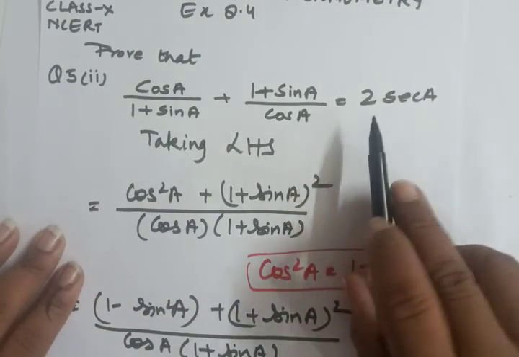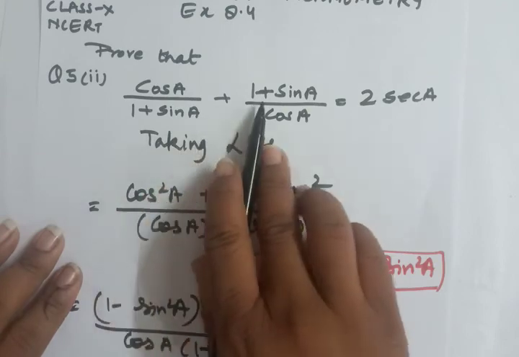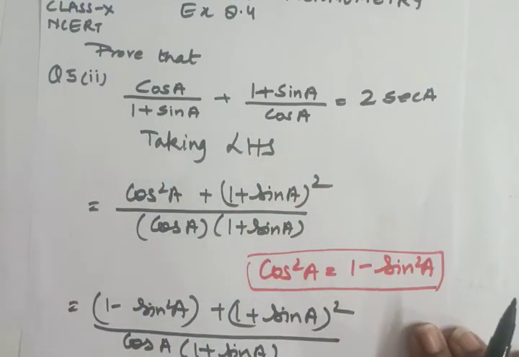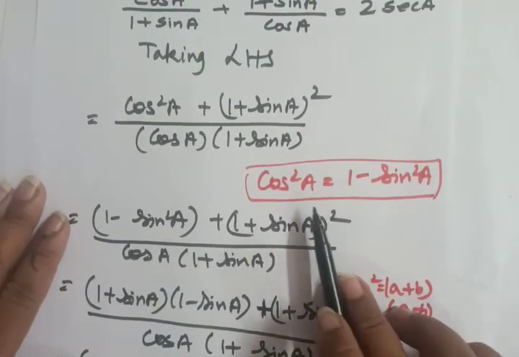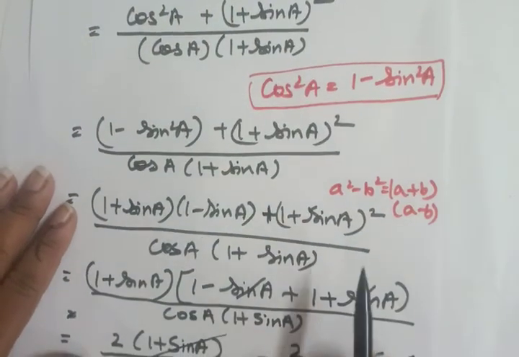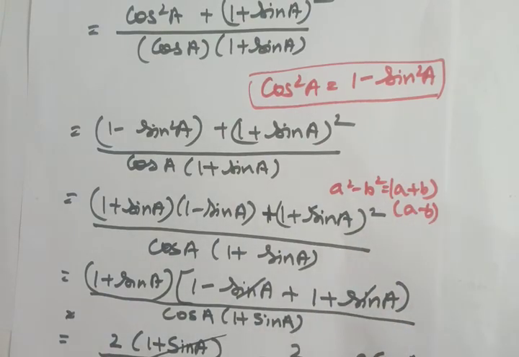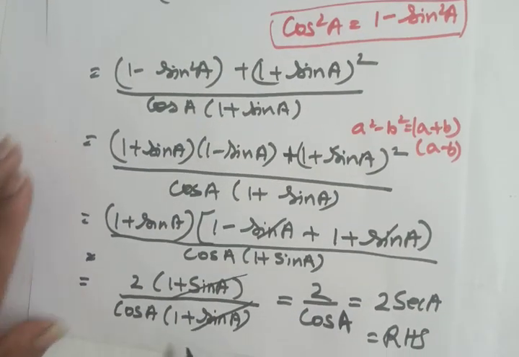So hence proved: cos A upon 1 plus sin A plus 1 plus sin A upon cos A is equal to 2 sec A. What we have done: taking the left hand side, we took the LCM. We used the identity cos square A is equal to 1 minus sin square A. Then we used the identity A square minus B square is equal to A plus B into A minus B, and after taking common, we were left with 2 sec A.